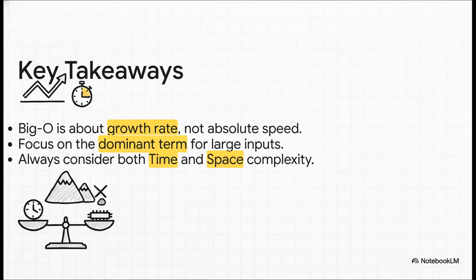So let's wrap this up. Here are the key things you absolutely have to remember. First, big O is about the growth rate, not the raw speed in seconds. Second, always focus on that dominant term, the part that grows the fastest. And finally, keep in mind we've mostly talked about time complexity here, but all the same logic applies to space complexity, which is how much memory your algorithm uses. Both are critical for building great software.